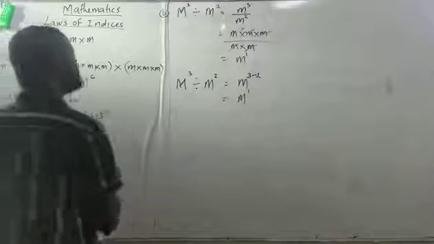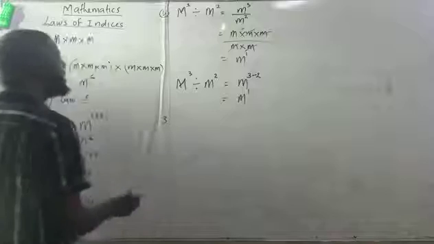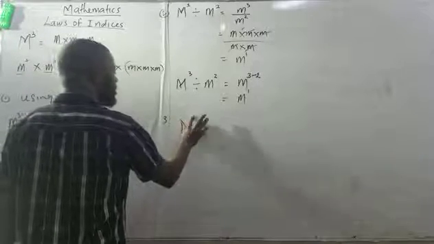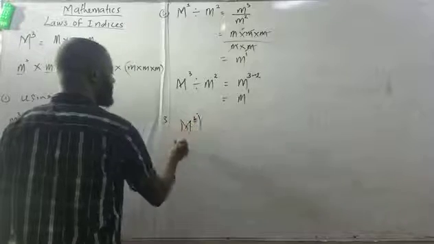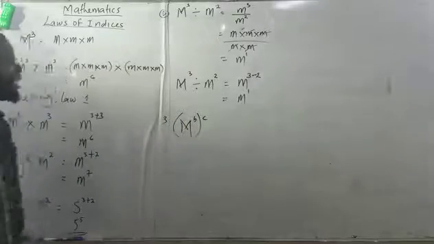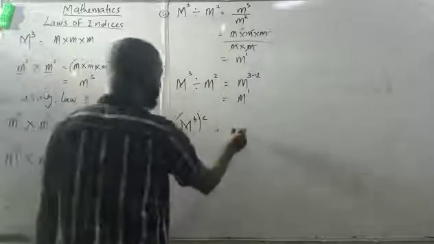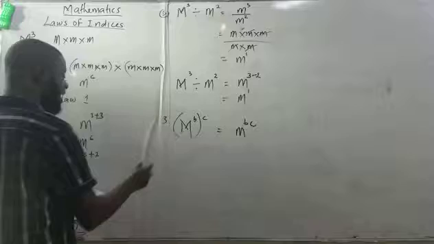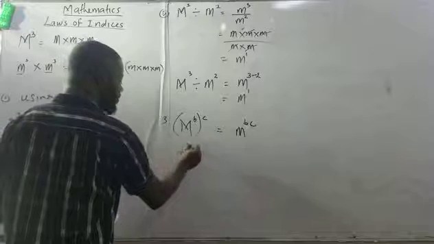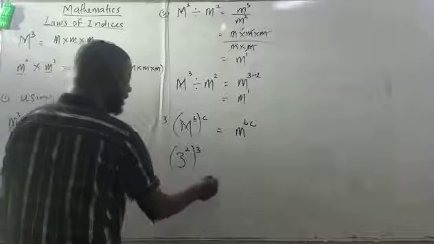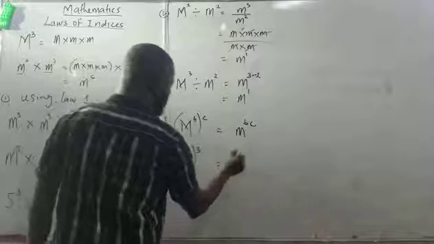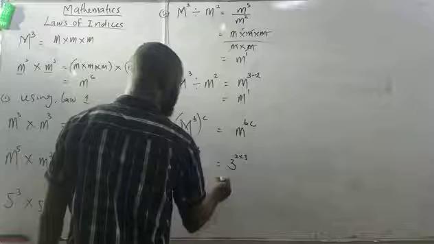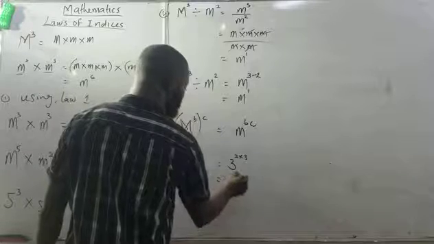Now, let me move on to the next one, which is law 3. If I have m raised to power b, bracket of c, by default my answer will be m raised to power bc. For instance, if I have 3 raised to power 2, bracket of 3, it means my 3 will be raised to 2 times 3, which is going to be 3 raised to power 6.